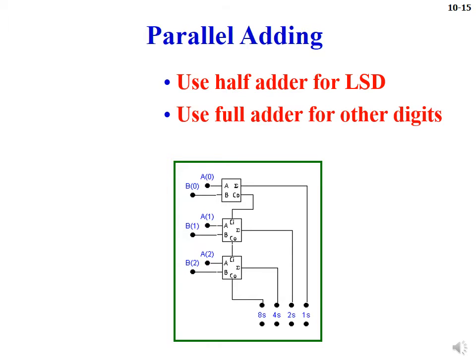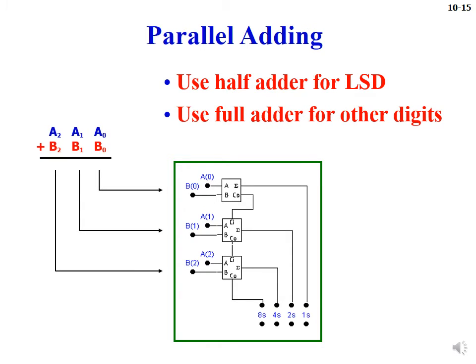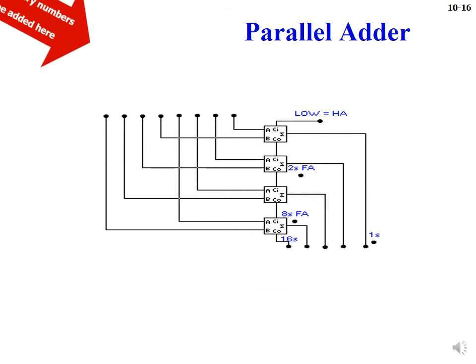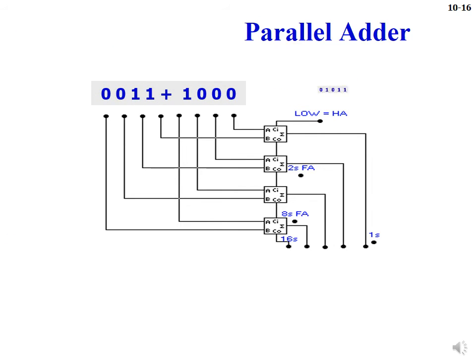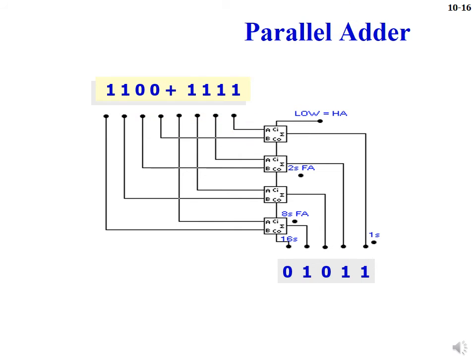Here's your full adder. I pull them in there like that. Got A's and B's coming in, and the results show up down here. Parallel adder. I got 1 1 0 0 plus 1 1 1. It'll give me 1 1 0 1 1.